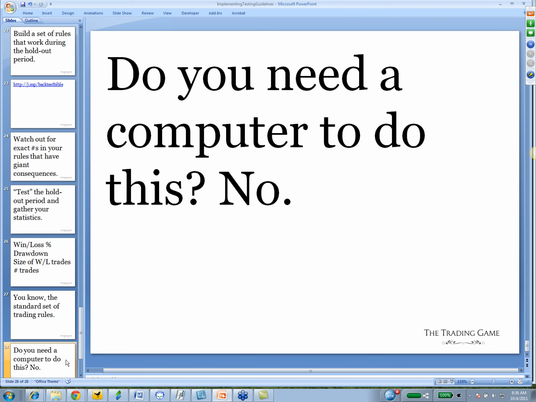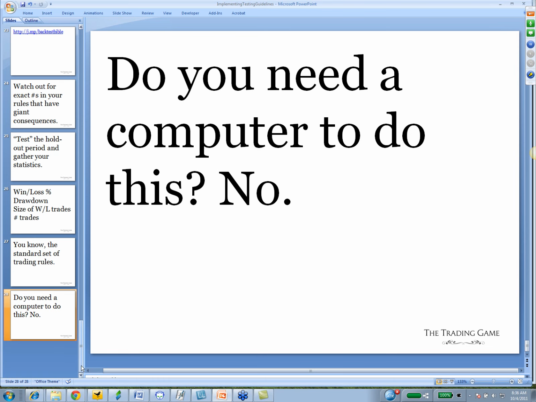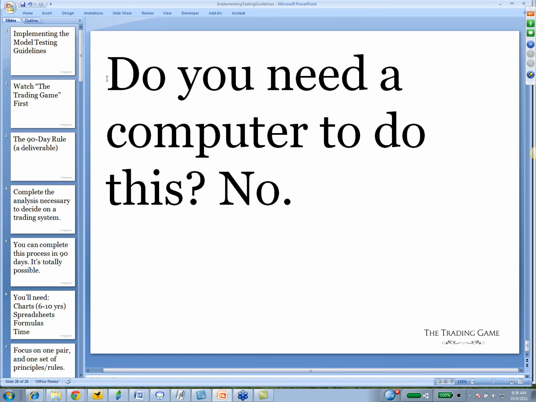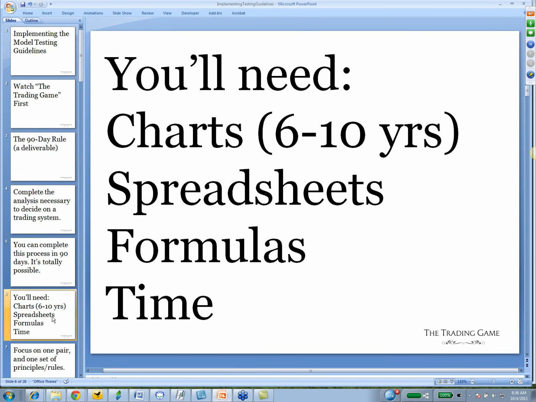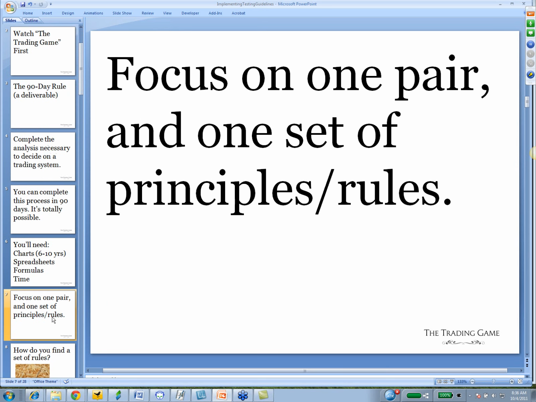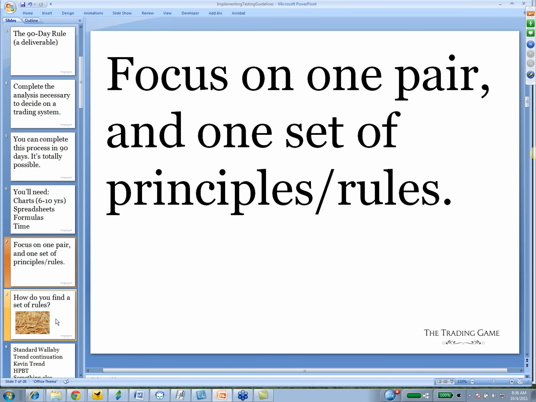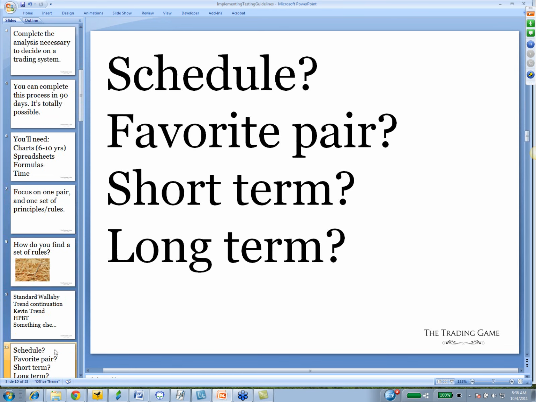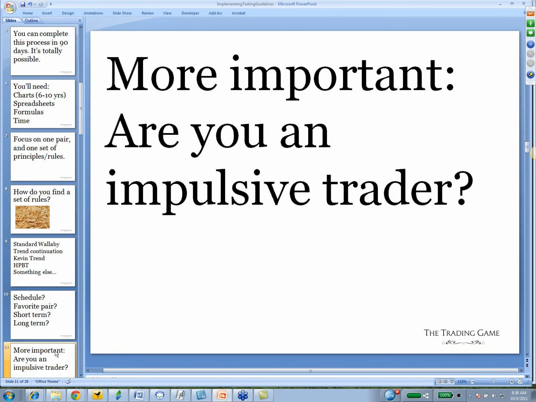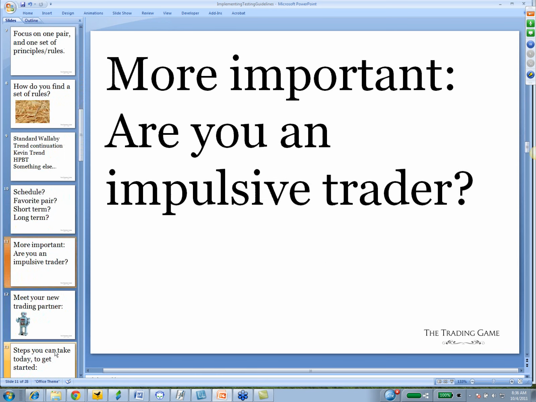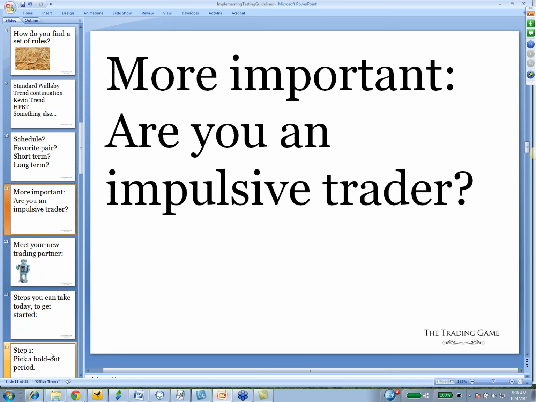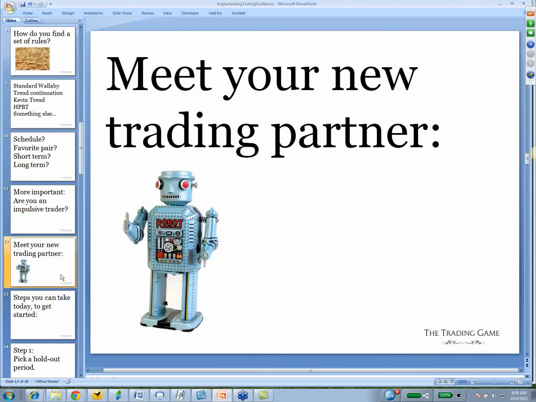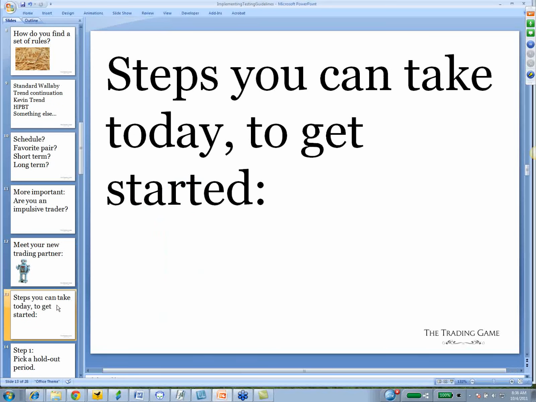For right now, you have one task to complete today. Run through the elements of this presentation. Get your charts, a spreadsheet out. Focus on one pair, one set of principles and rules. Decide on a set of rules. Decide on a schedule, a favorite pair, short-term or long-term. Make sure you admit whether or not you're an impulsive trader and get your mind ready to maybe turn over something to a robot eventually. And take these steps to get you started.